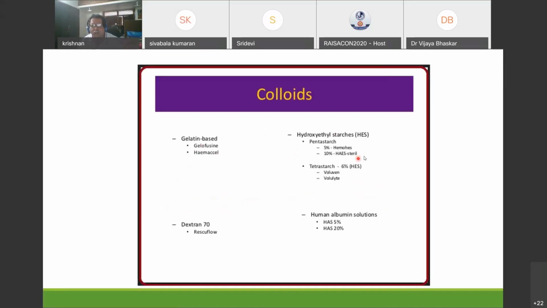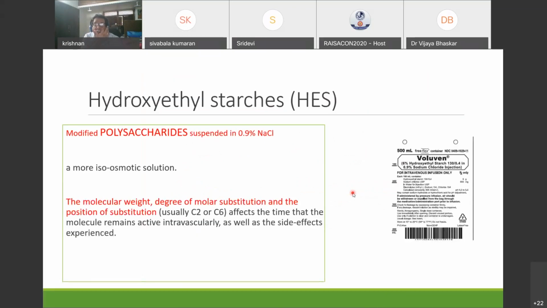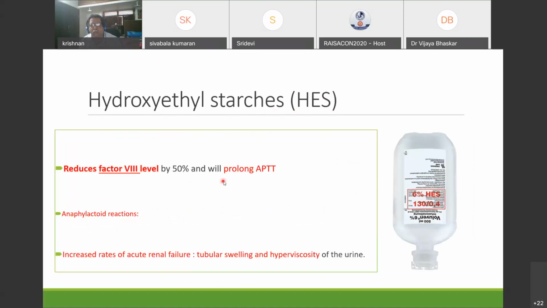These are the common colloids we have: gel-based, starch-based, dextran-based, or albumin-based. What is available right now is hydroxyethyl starch, or what we call Voluven, 6%. They have certain problems like prolonged APTT because of a reduction in factor VIII level by 50%. All these colloids can have anaphylactic reactions. The most important problem with hydroxyethyl starch is that it can produce acute renal failure. This you should know.